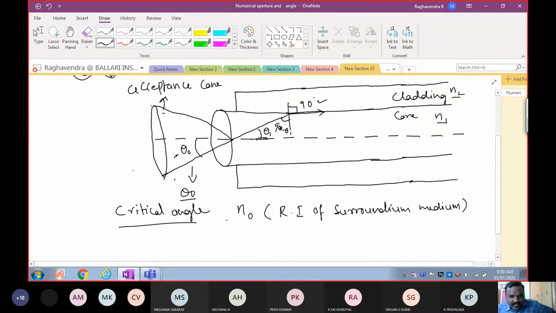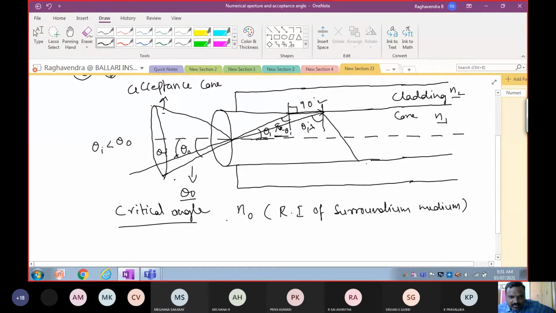Okay. Assume that a ray falls in the acceptance cone. Here, the angle of incidence, you can call it theta I, is less than theta naught. So it undergoes refraction, but here the angle of incidence is greater than the critical angle, that is, greater than 90 minus theta 1. So therefore, it undergoes total internal reflection. Are you getting my point, what I'm saying?